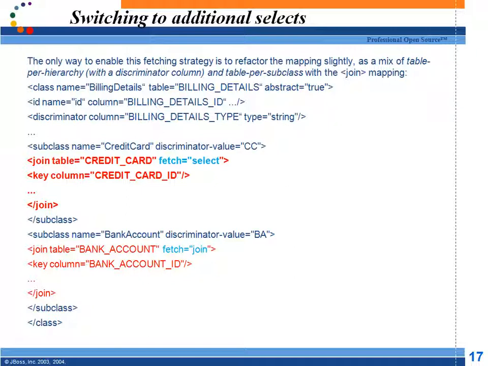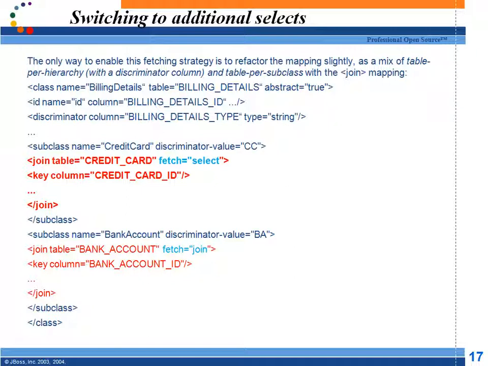But what is the advantage I get? It is normalized, and we have details of all the cards. Whether a particular row inside billing details is a credit card or a bank account can be automatically determined by looking inside the billing details table. That's one advantage, and these tables are in normalized form.